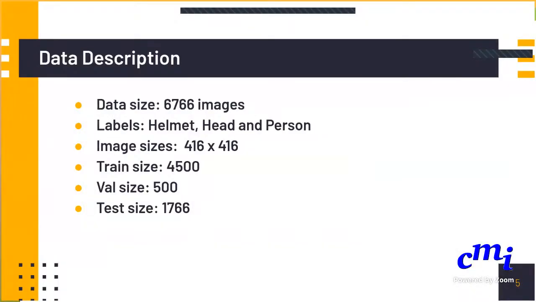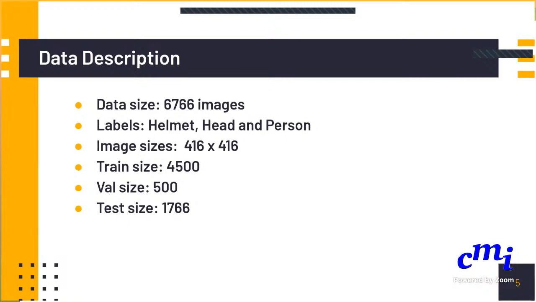So the data set we have is around 5,000 images for training and 1,766 images for testing. And there were three labels in the images: helmet, head, and person. Person seemed to be a very niche label. It was not present in every image. Like in a very few images, it was present.